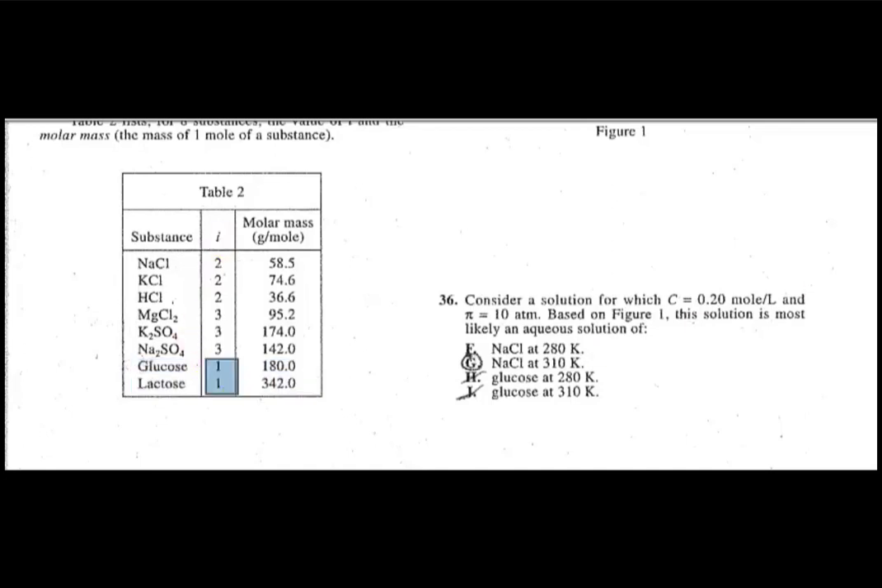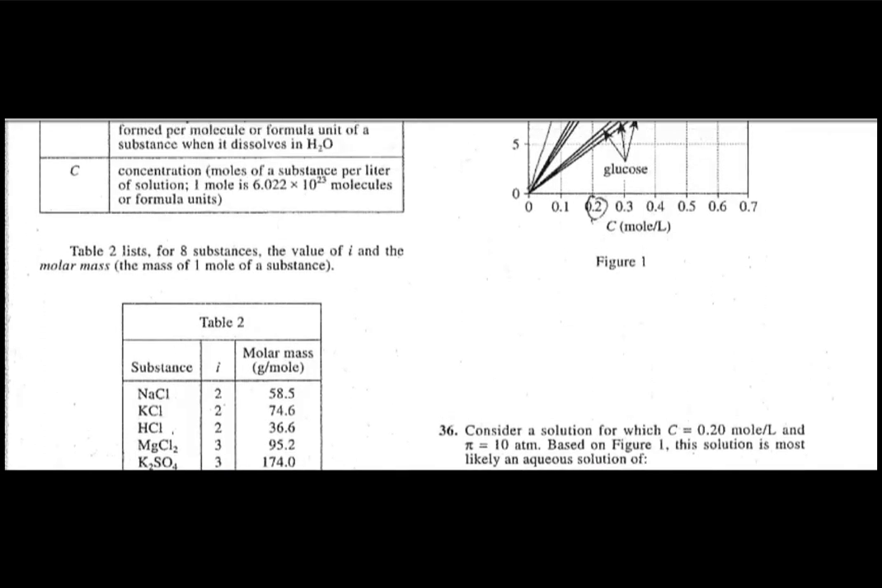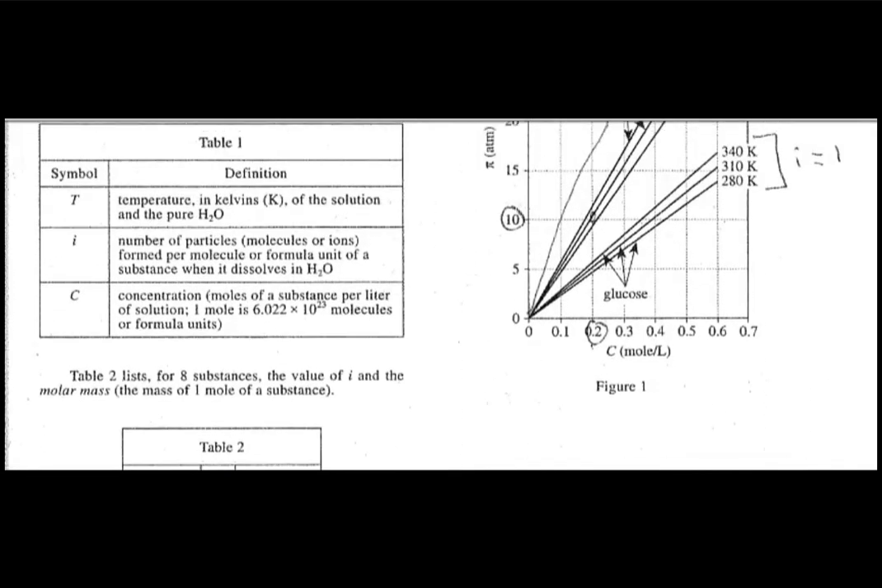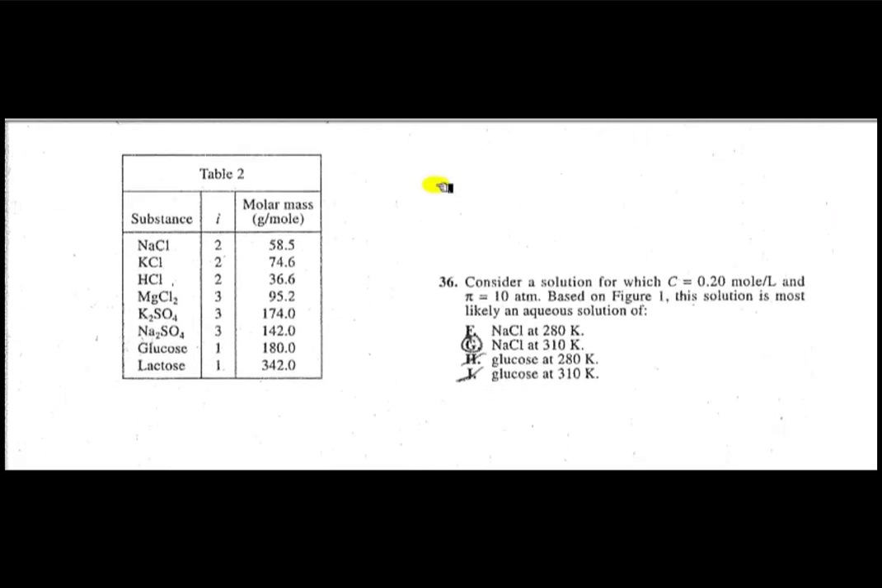I don't know what I means, so I go back up here and try to figure out what that is real quick. If you look in Table 1, it gives you the definition of symbol I, the number of particles or molecules or ions formed per molecule. Okay, great. So now we know that they're basically the same, 1 and 1. Which one has a larger molar mass? You see lactose has a larger molar mass than glucose.